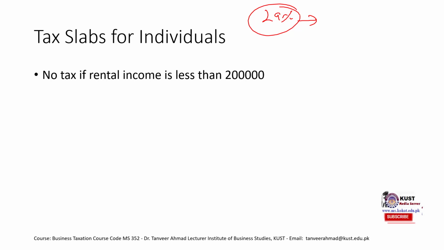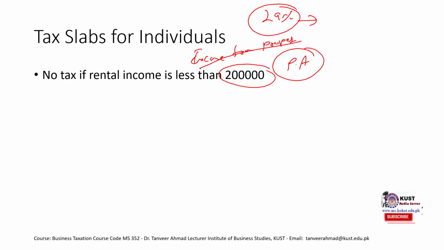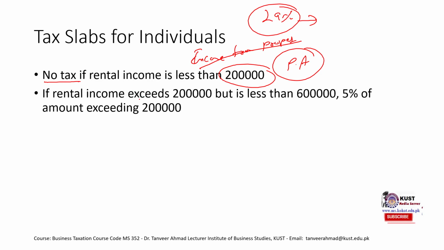First thing, if an individual is earning less than 2 lakh rupees per annum, this is per year, as income from property, remember it is not income from other aspects, it is income from property, let's just say it is rent, then there would be no taxes. But if the rental income is greater than 2 lakh rupees but less than 6 lakh rupees, in that case 5% of the amount exceeding 2 lakh rupees.